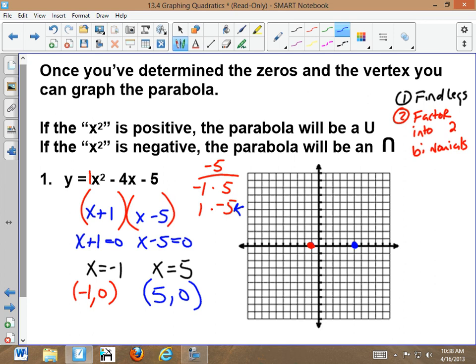Now, that's not a lot of work. It's easy. You already know how to do everything here except putting your dots on the graph. And let's be honest, you should know how to do that.